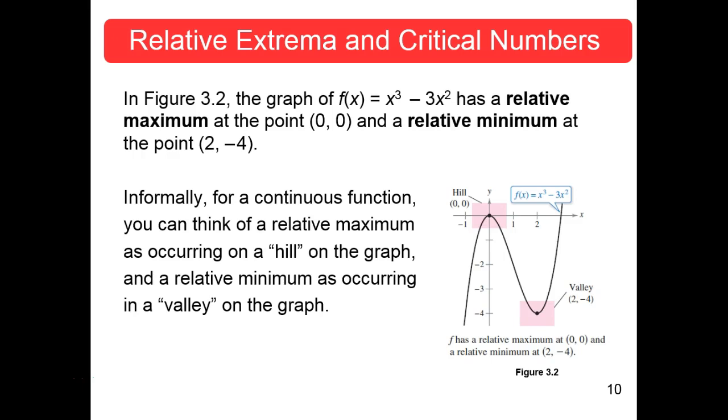In this figure, the graph of f of x equals x cubed minus 3x squared has what they call a relative maximum at this point (0, 0), and a relative minimum down here at (2, -4). Now this is just looking at the graph. Why do they say relative? Because this doesn't say what interval you're talking about, so this goes on and on. This is heading to negative infinity and never going to turn around. So this doesn't have an absolute minimum.